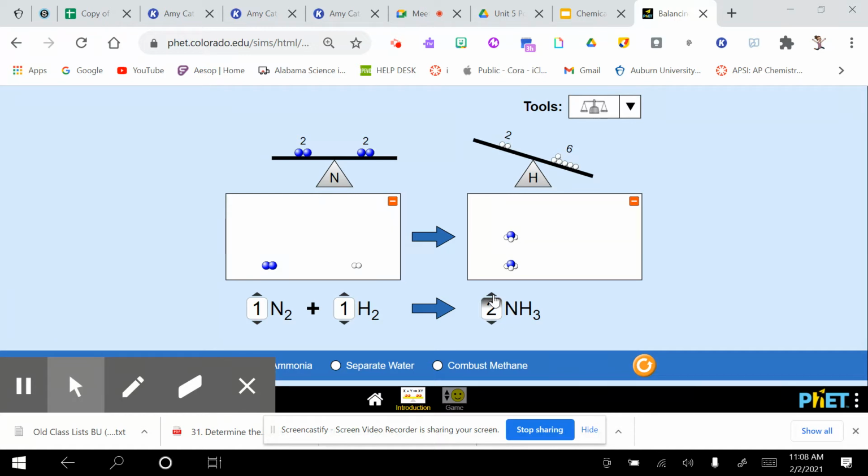Add what? Add 2 to the left side? Yes. So that I have a total of 6.